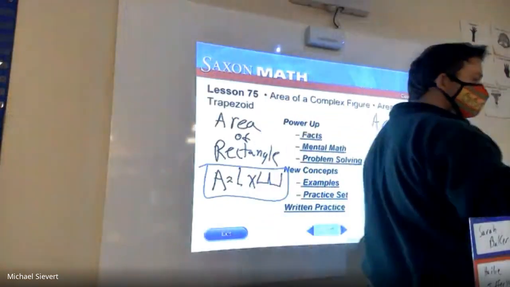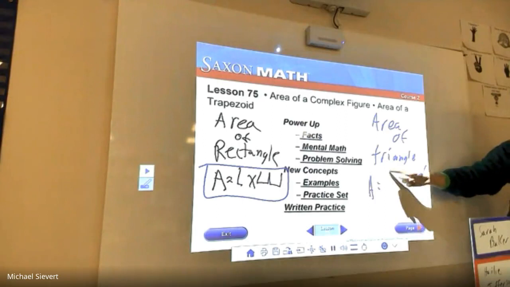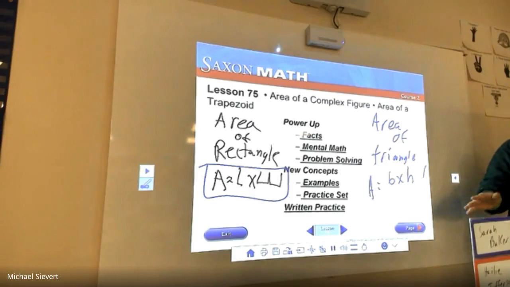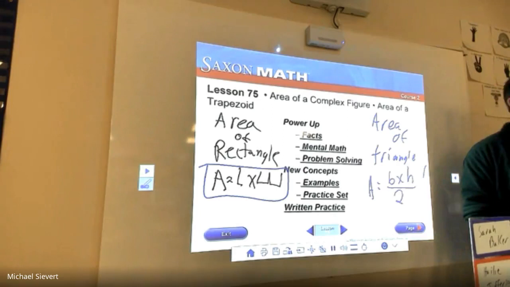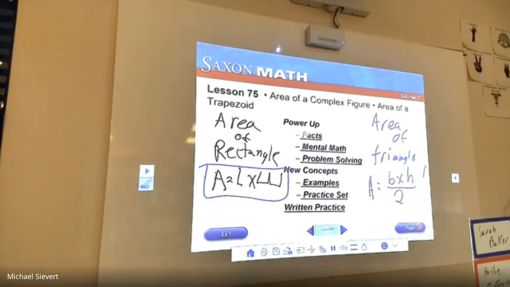Then area times, no, base times height times 1/2. Base times the height, and I'm just going to look, because a lot of people think this is a lot easier, divided by 2. Because that's really what a half is. When you multiply by a half, you're just going to divide by 2. So those two formulas, length times width, base times height divided by 2.